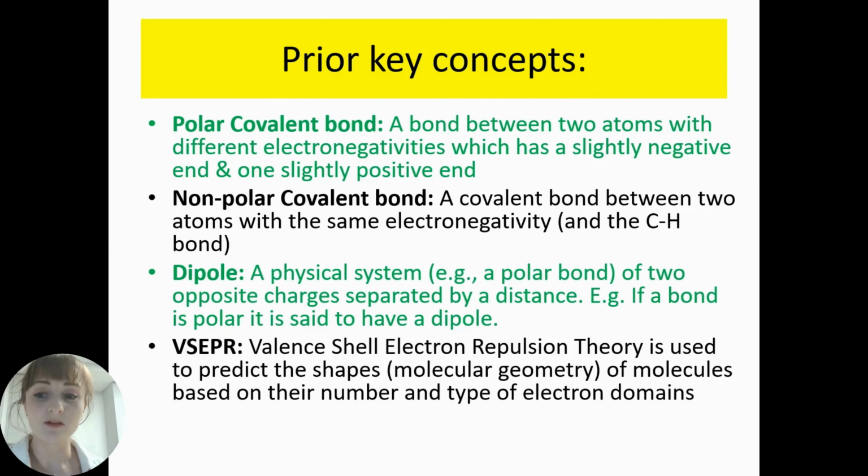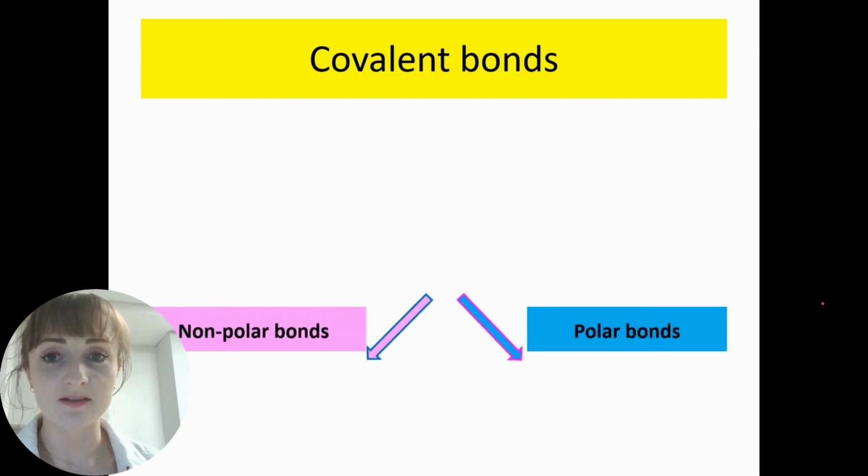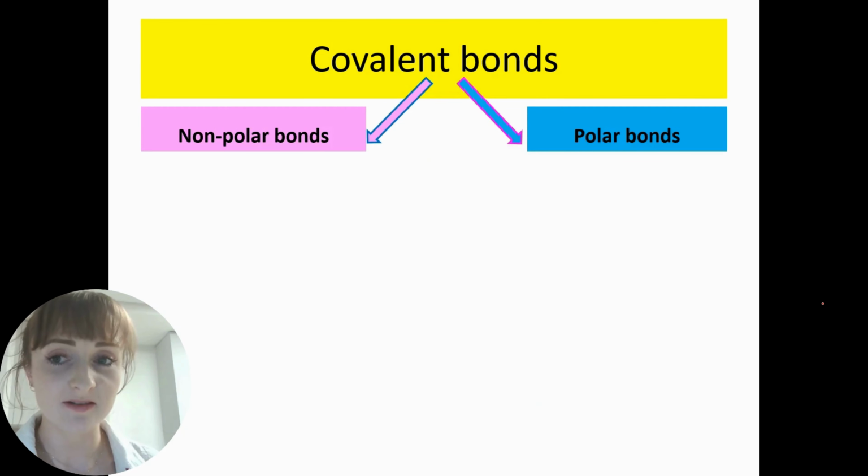What is a dipole? What is VSEPR theory? And how do we use VSEPR theory to determine the molecular geometry? There are two types of covalent bonds, nonpolar bonds and polar bonds.